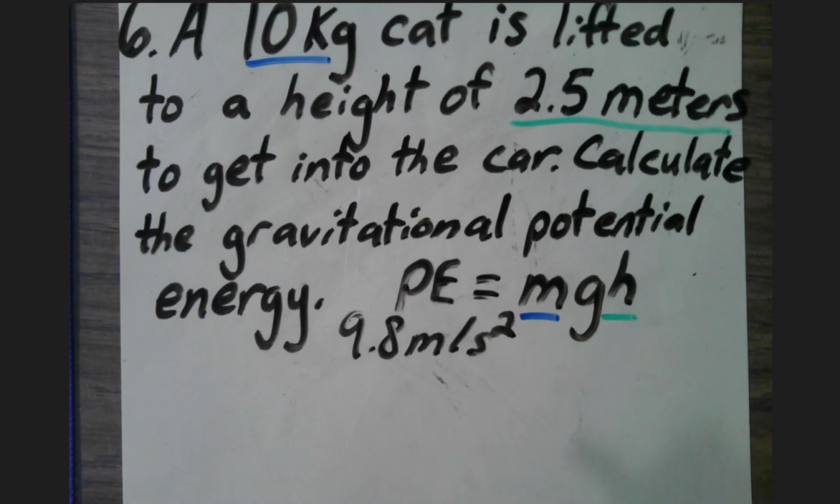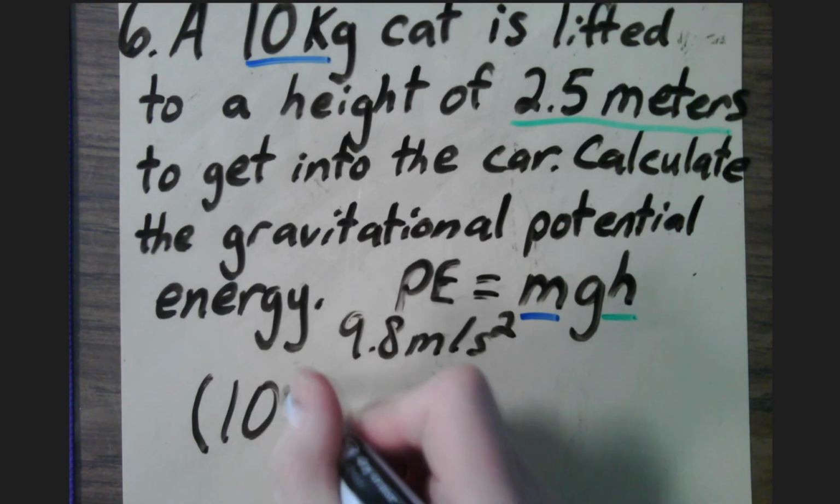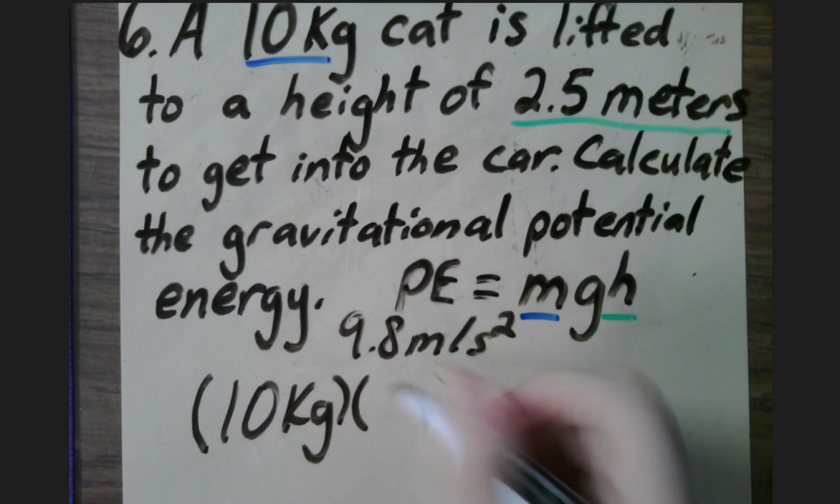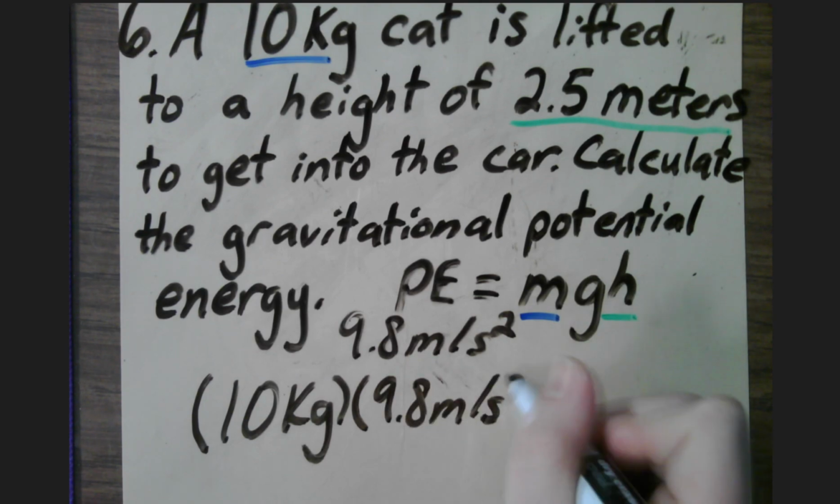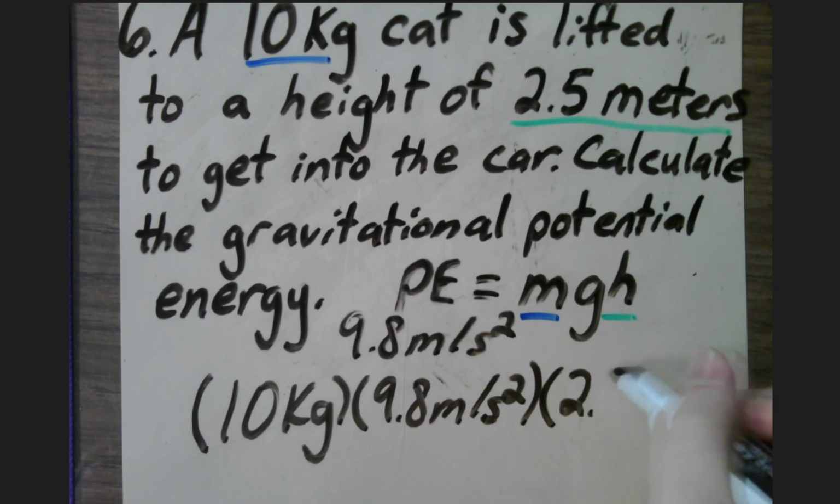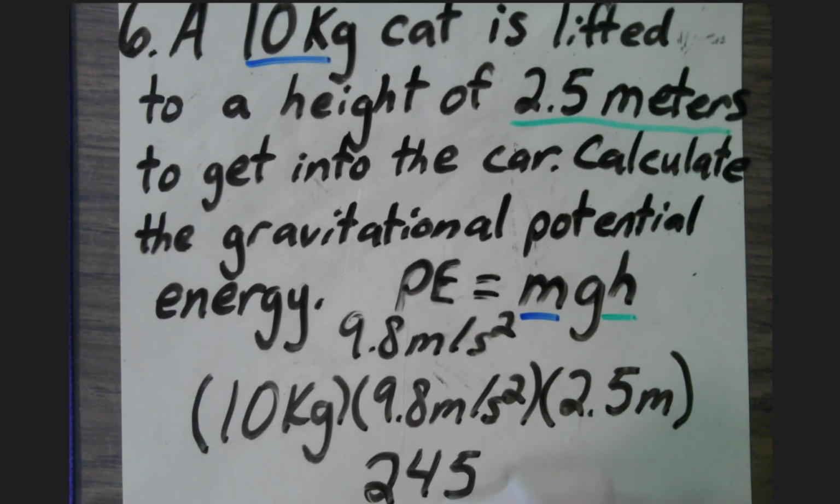So let's plug in all of our numbers. Our mass is 10 kilograms multiplied by 9.8 meters per second squared multiplied by 2.5 meters. When you multiply all of those together, you get the number 245 joules.